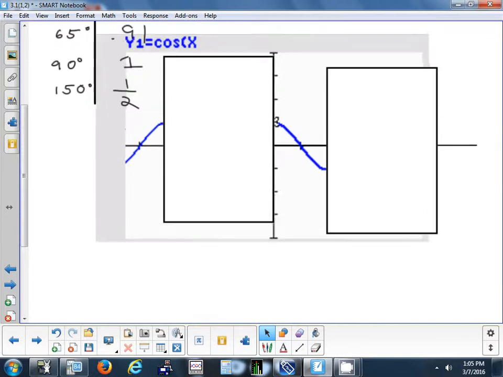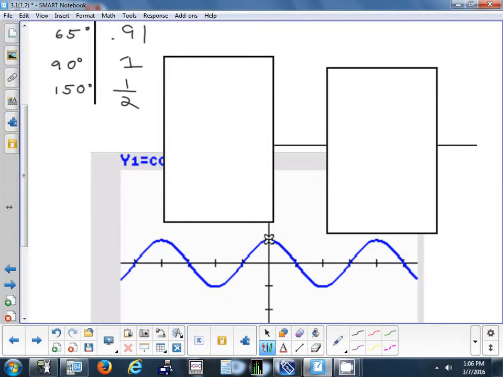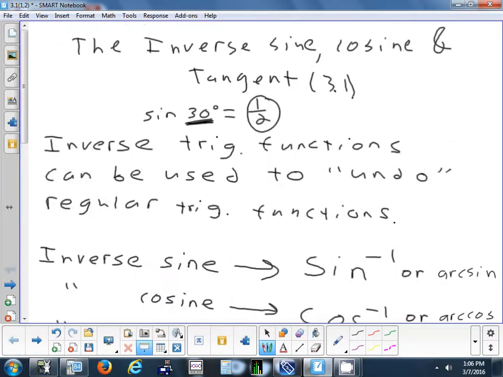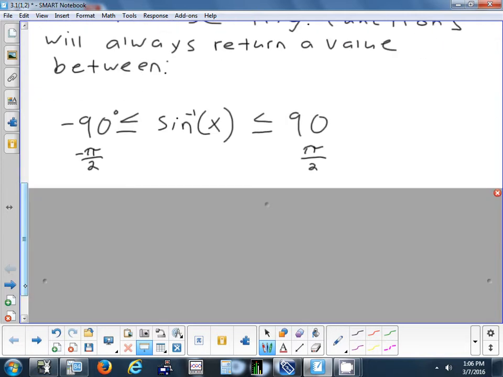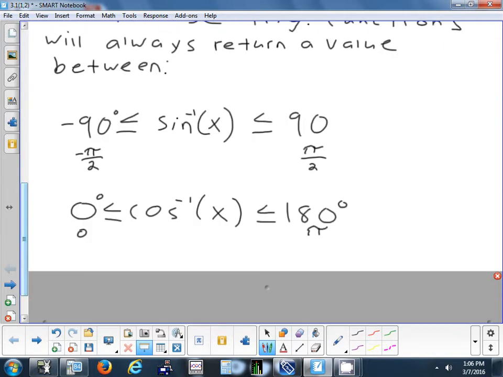Does anybody know what we are between? If we focus from here to here. Yeah, that's 0 to 180. Okay, so if we all agree to focus on that one section, you will always get one answer per problem. You'll never get multiple answers. Okay, and up above, I've written it in degrees, and down below, it's in radians, 0 to pi.